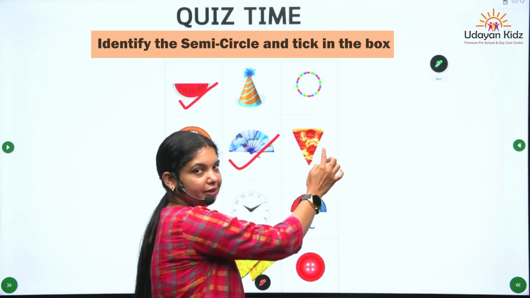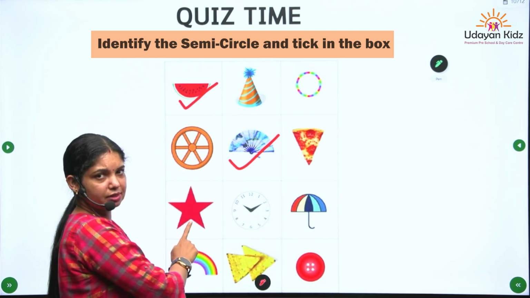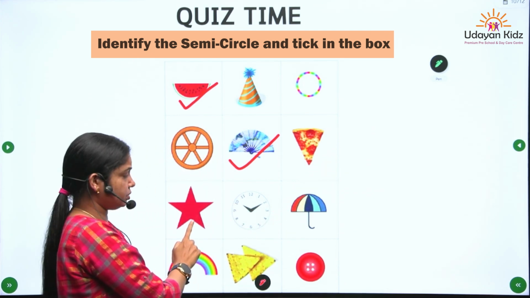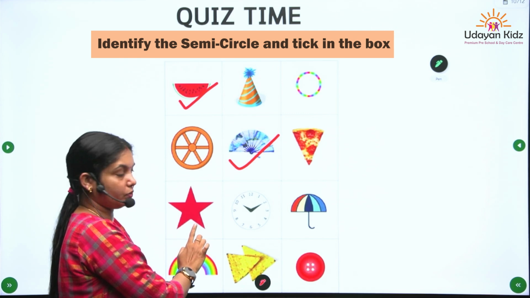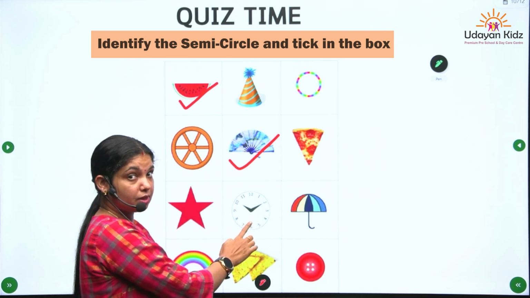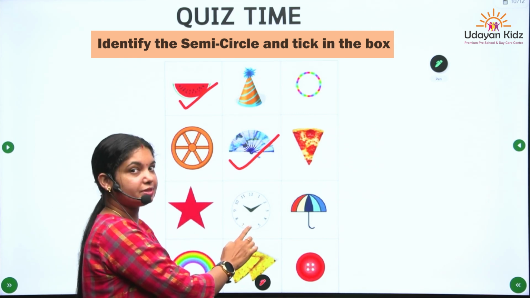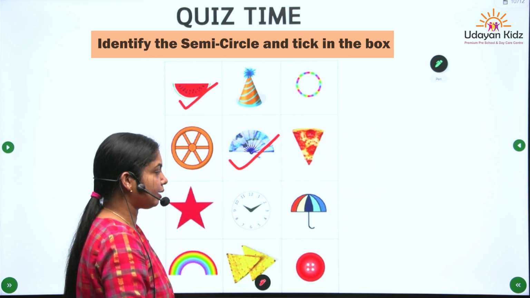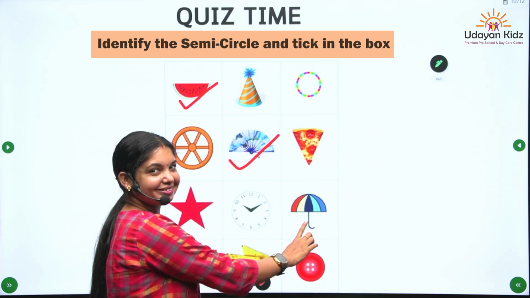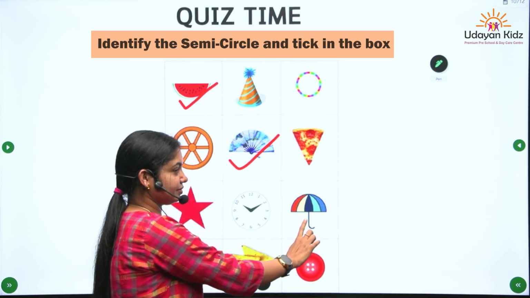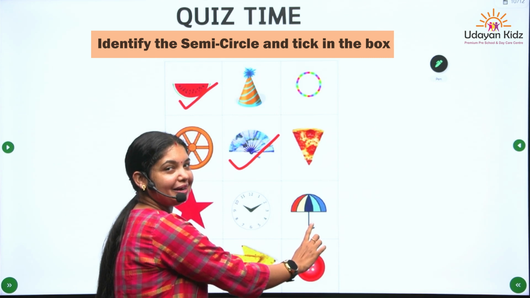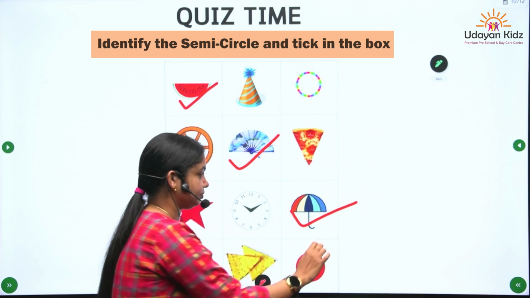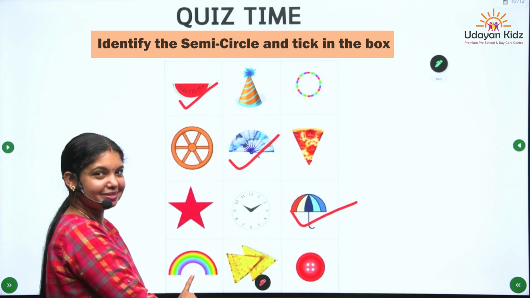This semicircle? Triangle shape. This semicircle? This is a star shape. Okay? This semicircle? No, this is a circle shape. This semicircle? Yes. This is an umbrella. This semicircle? Yes, you are right, children.